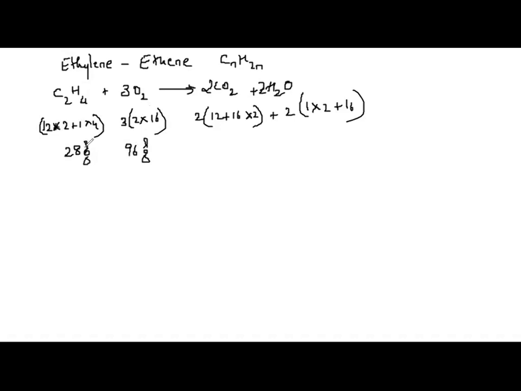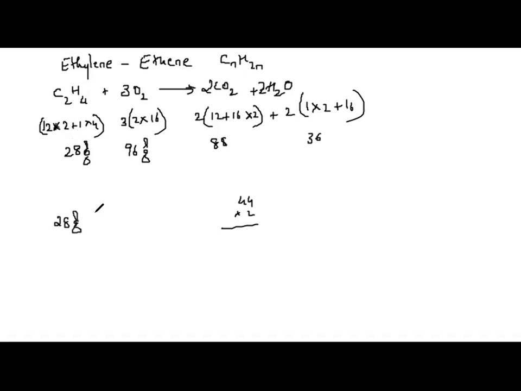Correct? Then here, 12 plus 32 is 44, 44 times 2 is 88. And here 16 plus 2 is 18, 18 times 2 is 36. So let me write all of them. Okay. Now see, the question is the weight of oxygen required for complete combustion of 2.8 kg ethylene.